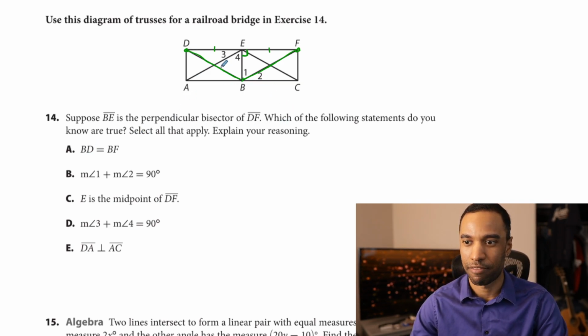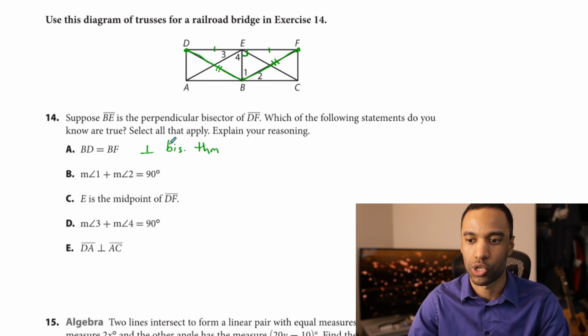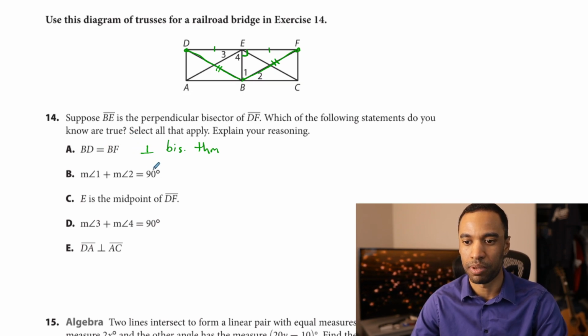BD is equal to BF. I just stated that right here, and this is true. This is because of the perpendicular bisector theorem. Yes, that is very shorthand. Perpendicular bisector theorem states that BD is equal to BF.